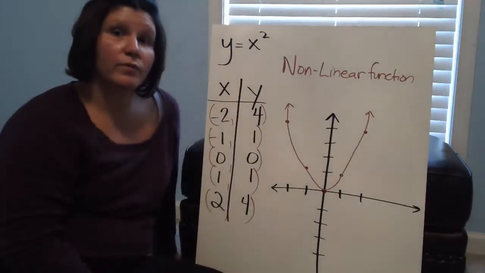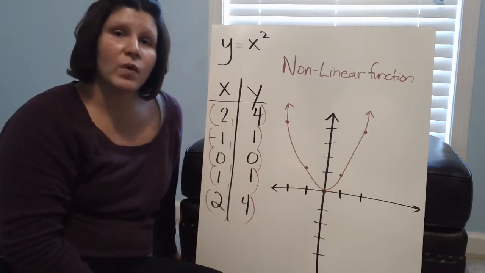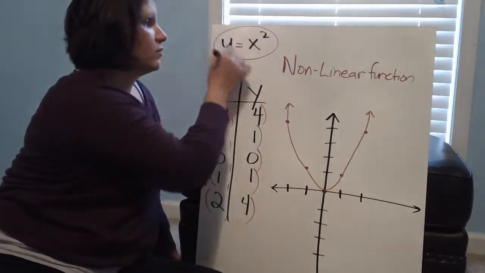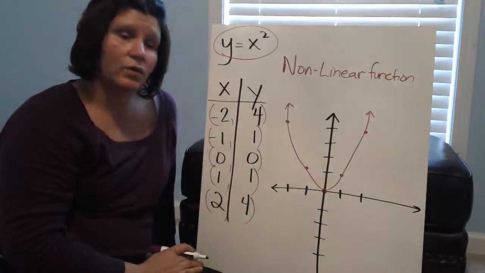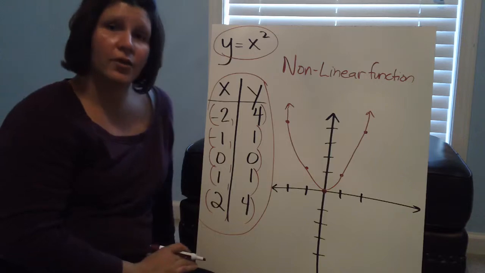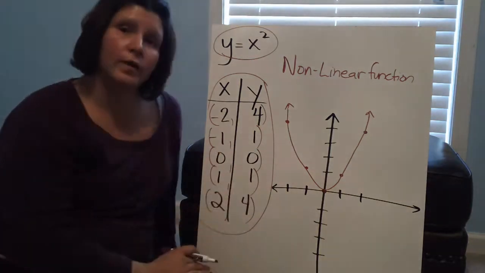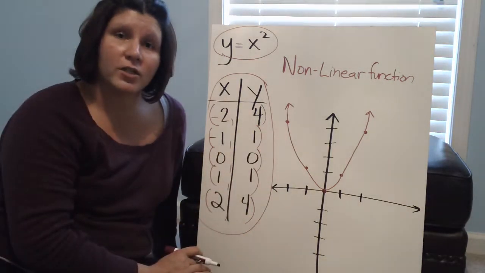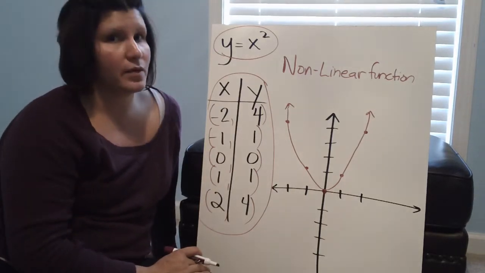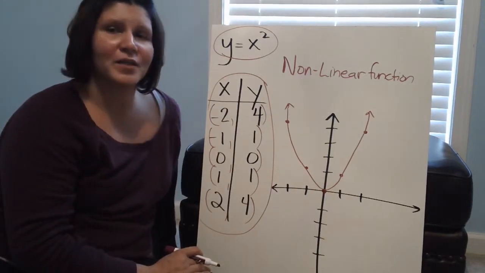So let's recap what we've learned today. There are 3 different ways to represent a function. The first way is in equation form. The second way is in table form. And the third way is in graph form. When we are looking at a function in a graph, we can describe it in one of 2 ways. Linear, because it makes a line, or nonlinear, because it makes a curve.